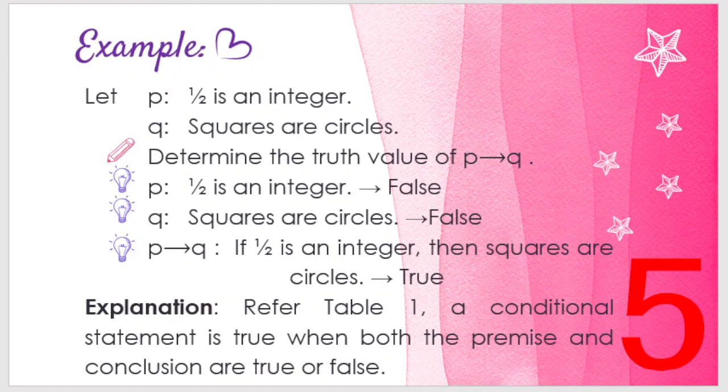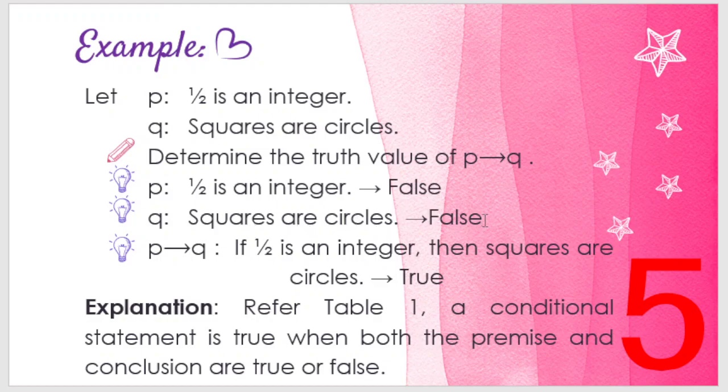So let P be: one half is an integer. We let Q be: a square, and R: a circle. So we will determine the truth value of P implies Q. For P, the statement is one half is an integer. This is a false statement. Q, a square, is also a false statement.